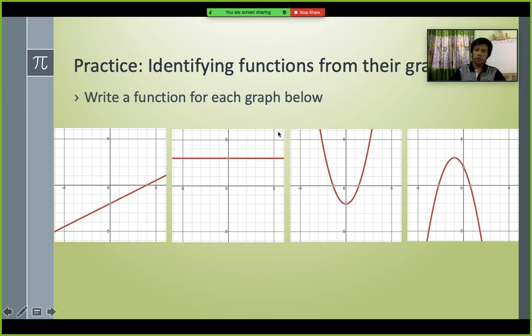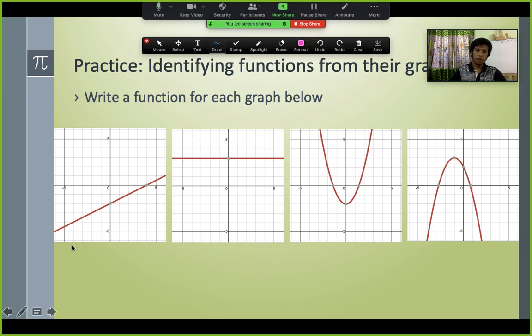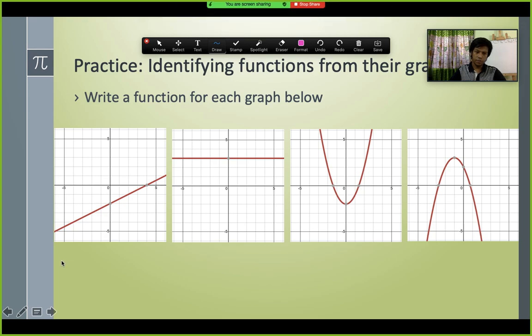How can we write a function? How can we make a function? Or what is the portion of this graph like? So how can we find it out? This is actually a linear function, right? Straight line. So what is the equation for a linear function? Let's say in slope-intercept form. The slope-intercept form equation is y = mx + b.